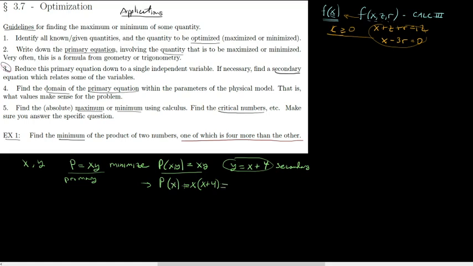So this is our function, and it's a function of just x, right? And I don't know if you want, you don't have to, but we might as well expand this out. X times x is x squared plus 4 times x. Okay, so it's a quadratic function, right? So what do we want to do with this function? We want to minimize it. We want to find its minimum, right? Okay. Oh, I almost forgot step 4.